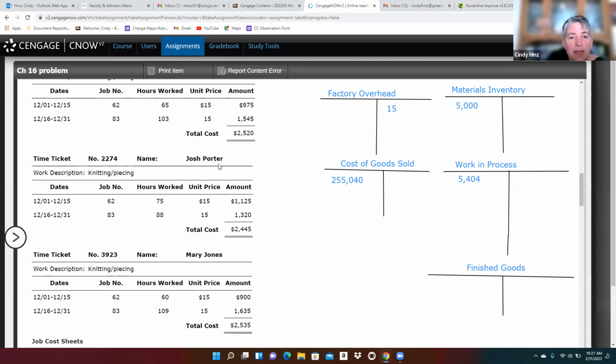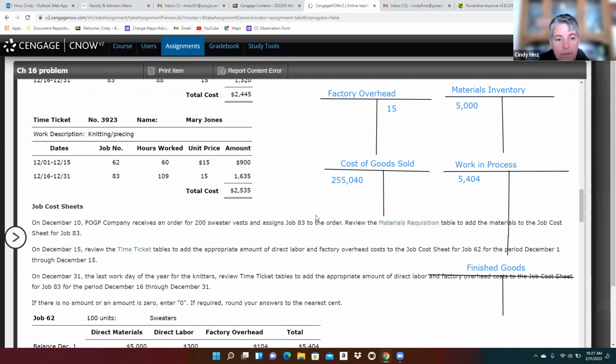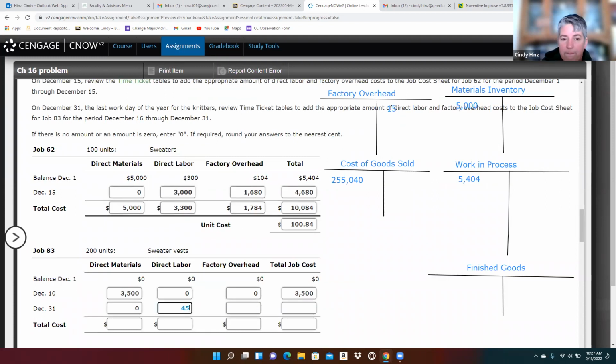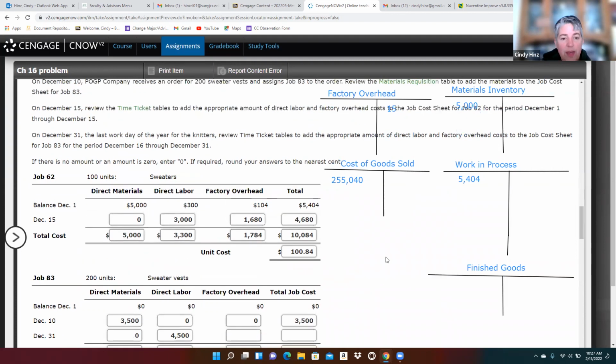wage reports, time tickets, we can see the second line for each of these employees is for job 83. So we're going to do the same thing we did for job 62. Add up the $3 amounts and add those to the cost card. So go ahead and do that. The $3 amounts that were assigned or charged to job 83. And I got $4,500 for that.